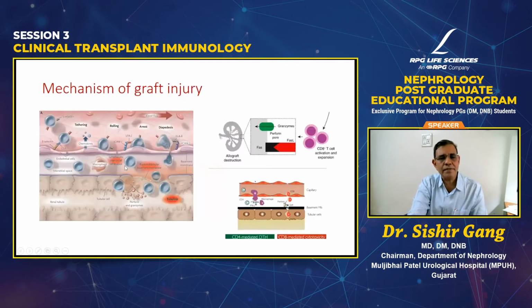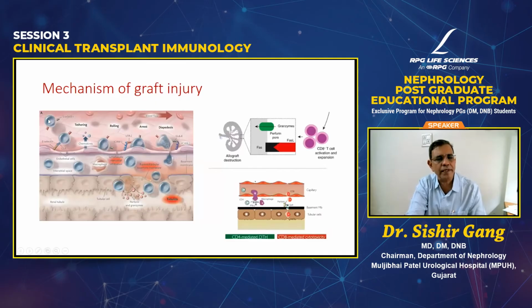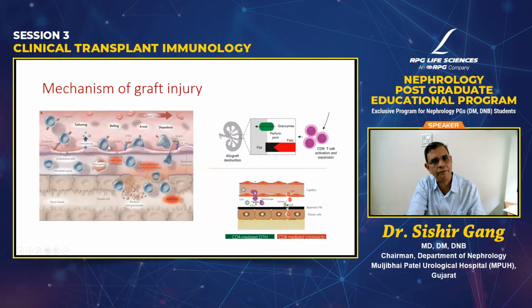Now, once the T cell is activated, what does it do? It goes from the lymphocyte back to the graft. This is the endothelium, and the chemokines released from the graft attract the T lymphocytes over there. The T lymphocytes will migrate into the vessel, and then they come out into the interstitium.